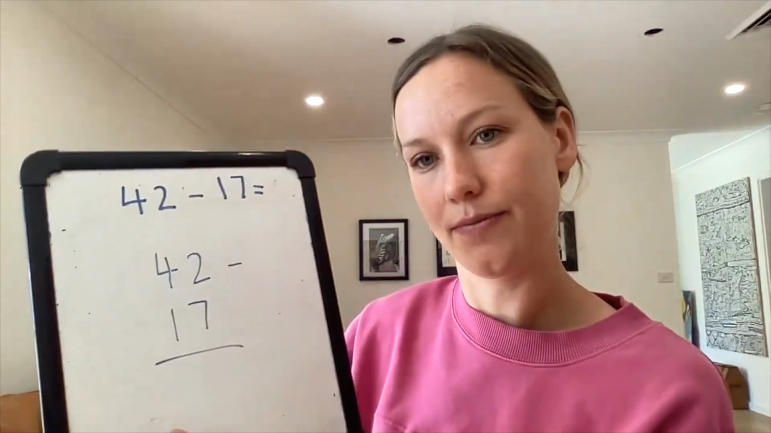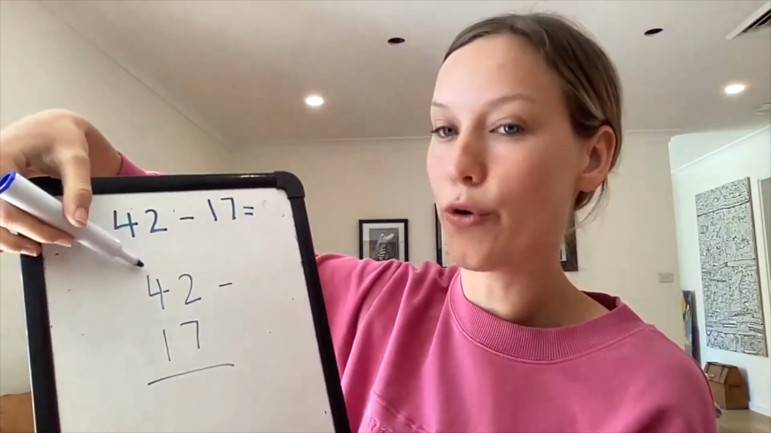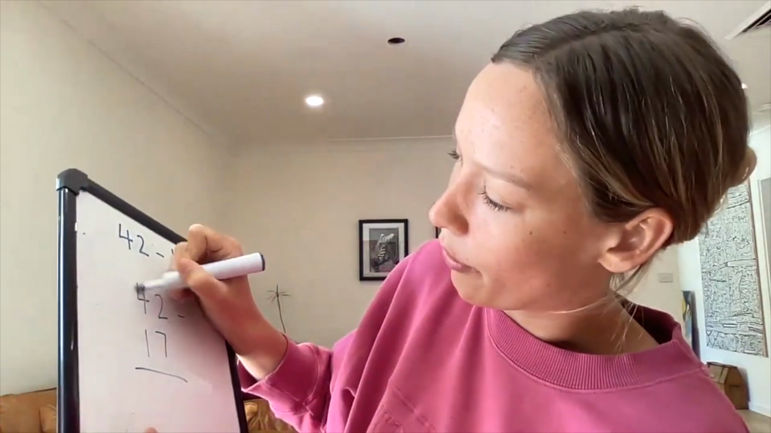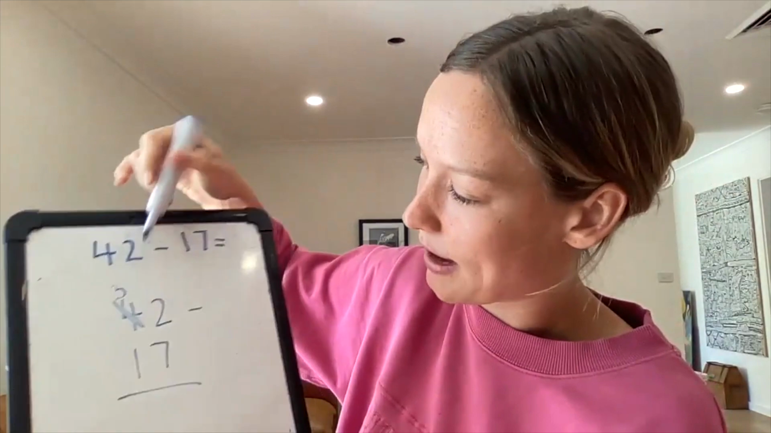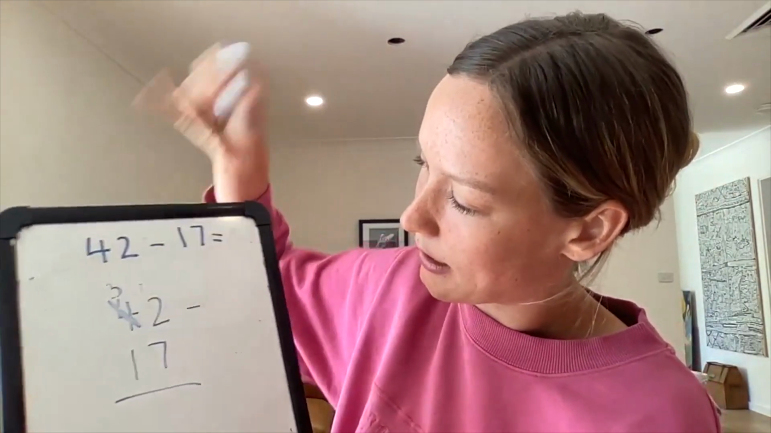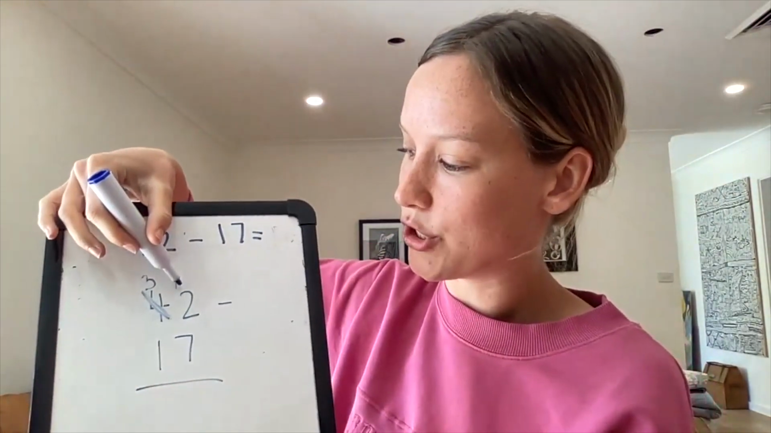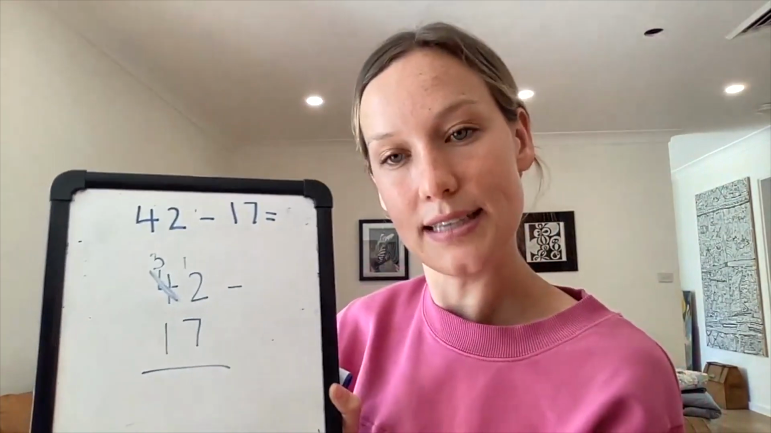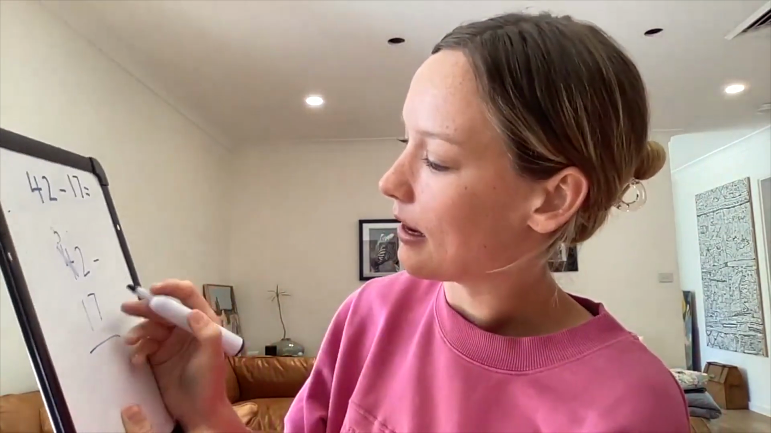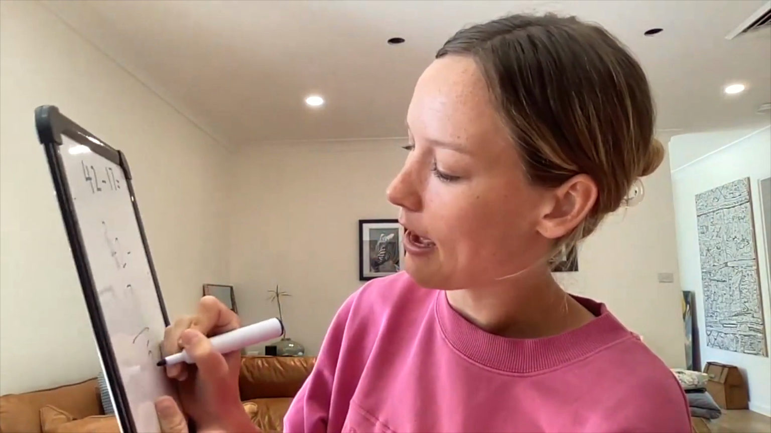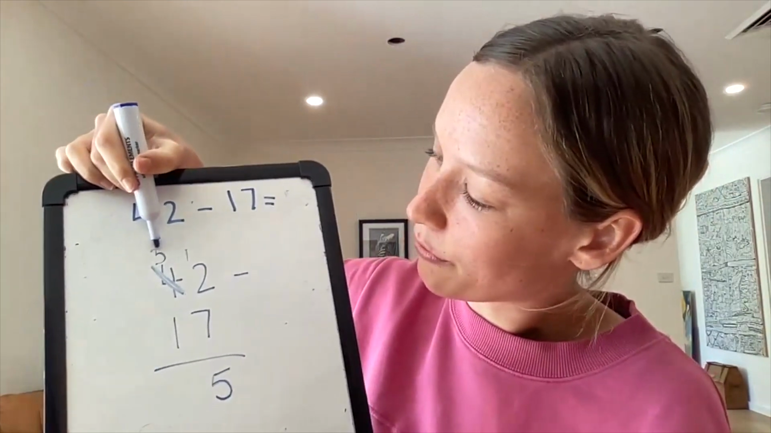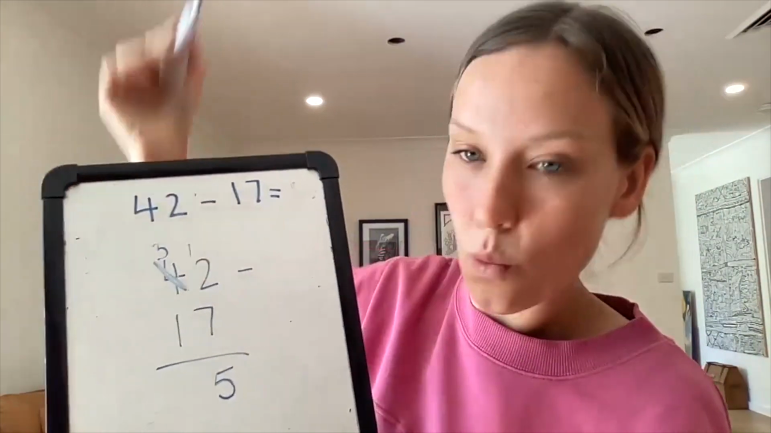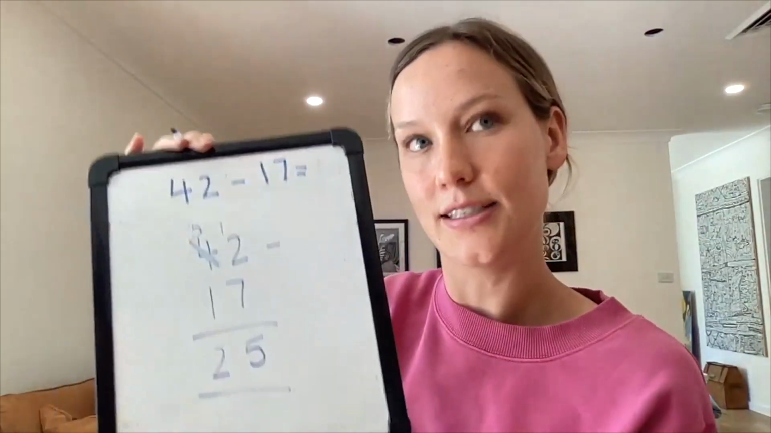2 take away 7. I can't do that, so I need to borrow from my tens column. I'm going to borrow 1 ten, which means I'll only have 3 tens left over now. I'm going to put my 10 over here. Now I've got the question 12 take away 7. That equals 5. Then 3 tens take away 1 ten makes 2 tens. And my answer is 25.